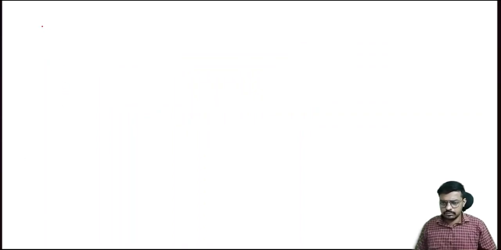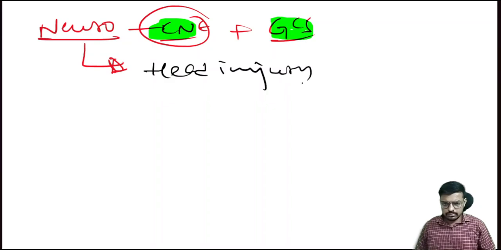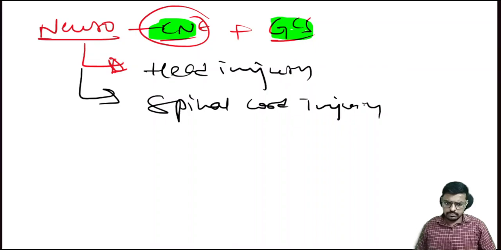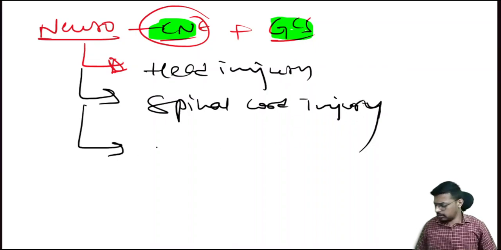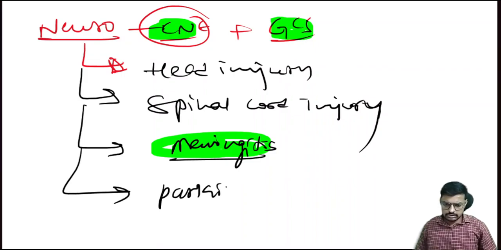Then comes the neuro part. From the neuro, again the cranial nerve examination and the Glasgow scale, that is the most important. When it comes to disease conditions, the head injury. One question will come fixed from the spinal cord injury, and most importantly from meningitis. The question will come from here also. So it's important, compulsory to revise this one. As an extra, revise Parkinsonism also.